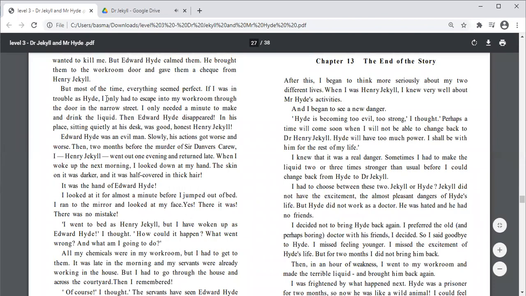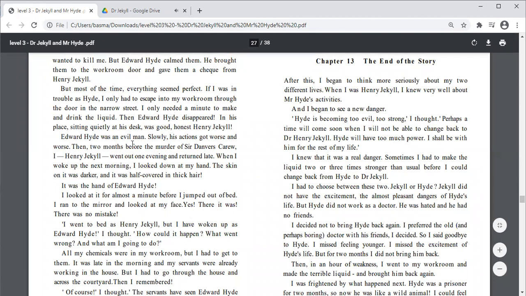If I was in trouble as Hyde, I only had to escape into my workroom through the door in the narrow street. I only needed a minute to make and drink the liquid. Then Edward Hyde disappeared. In his place, sitting quietly at his desk, was good, honest Henry Jekyll.